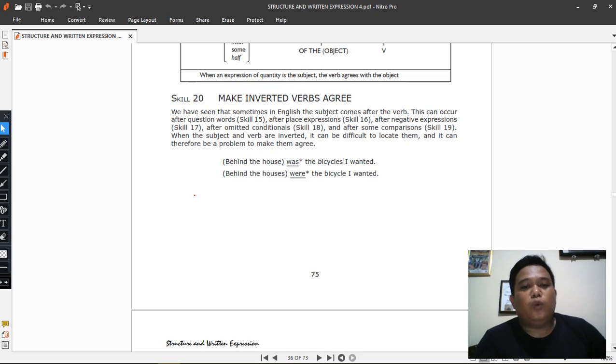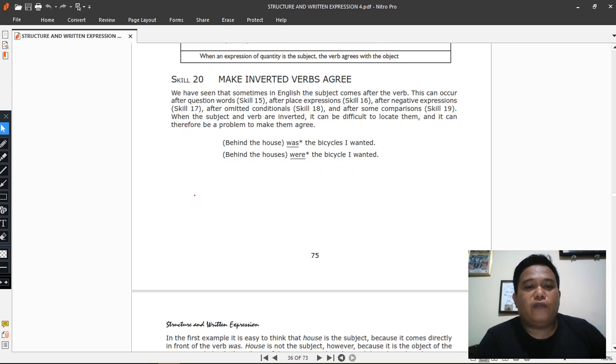Okay, behind the house was the bicycle I wanted? Behind the house were the bicycle I wanted. Behind the house was the bicycle I wanted. Behind the houses were the bicycle I wanted. So which one is correct? The correct one is none of them. So none of them is correct. All of them are false.